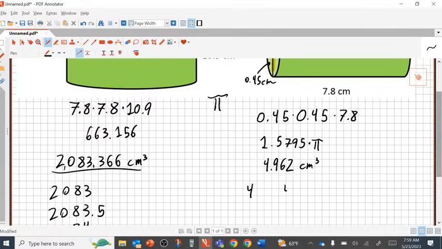Now here's my question, guys. That should go to 4, 4.5, or 5. Which one is that closest to? 4, 4.5, or 5?